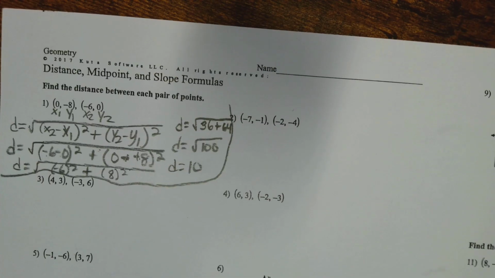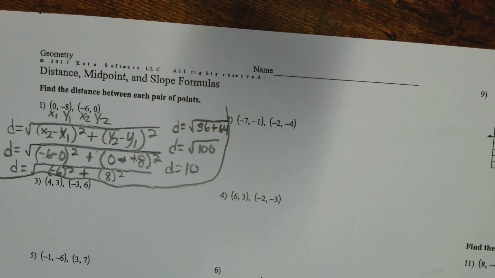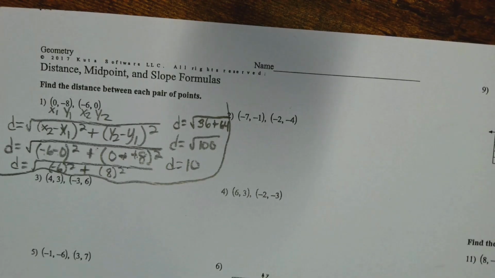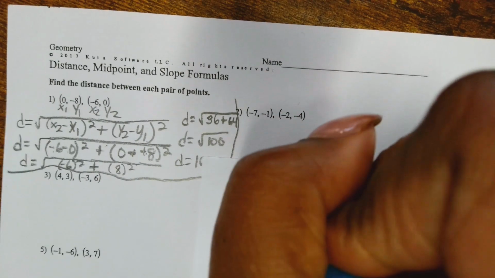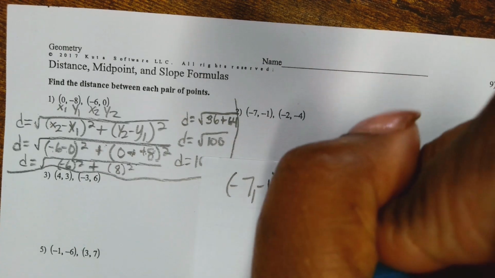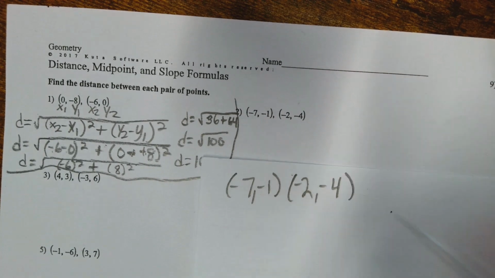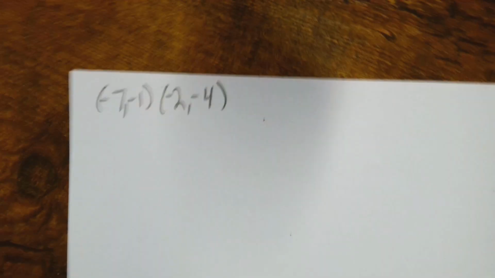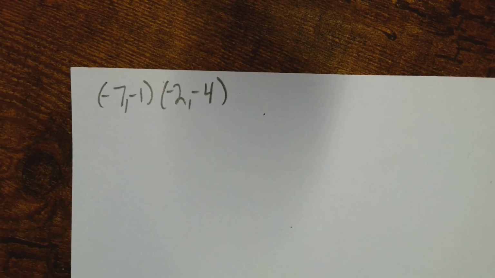Ready? Ordered pairs: -7, comma, -1, and -2, comma, -4. I'm going to give you time to label. Label those real quickly, please.